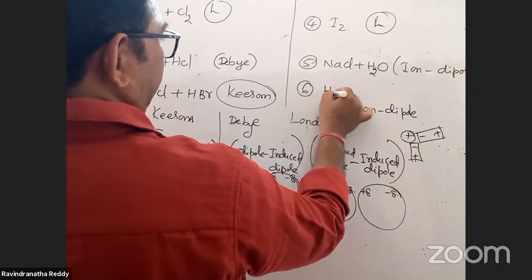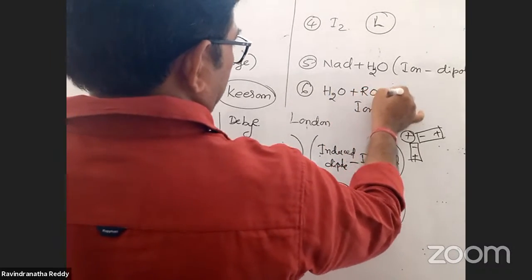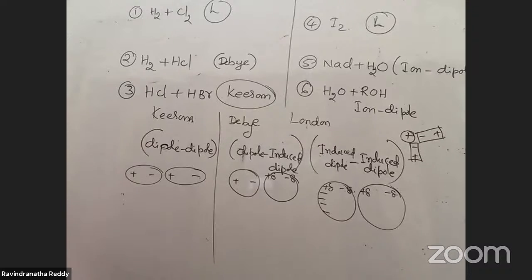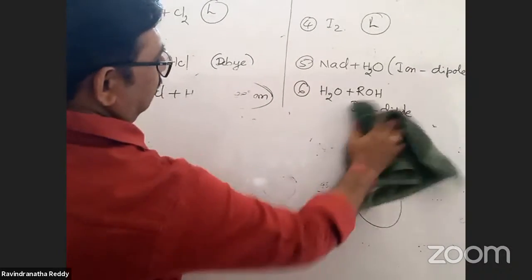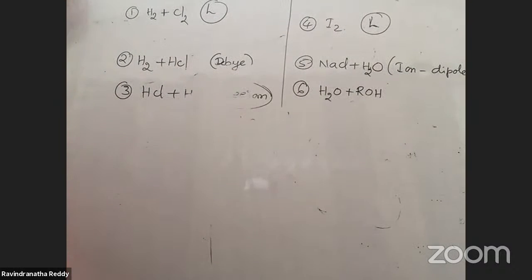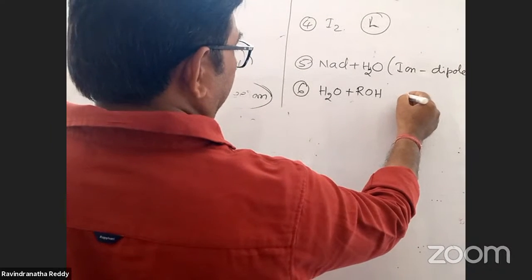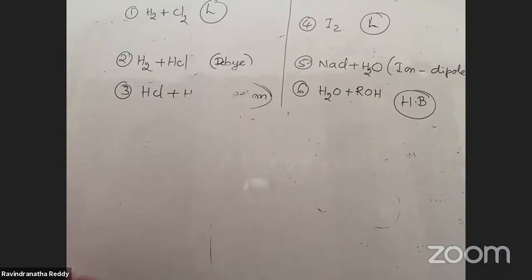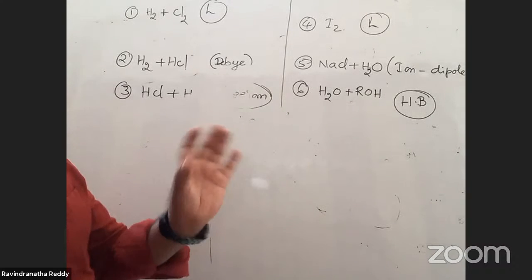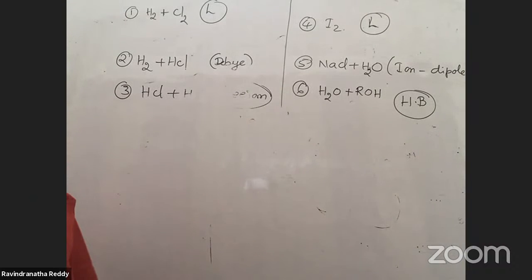Next, water and alcohol. What type of interactions, or what kind of bonds? Water and alcohol is not an intermolecular force. That is hydrogen bonding, a chemical bond formation. This is a chemical bond, a hydrogen bond. For water and alcohol, you don't say intermolecular forces of attraction. That is a hydrogen bond.